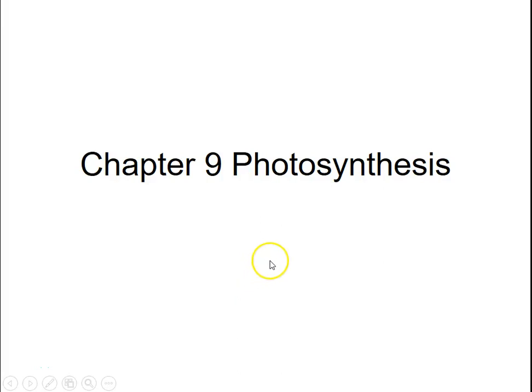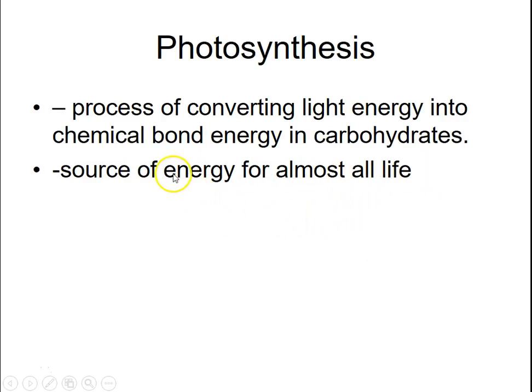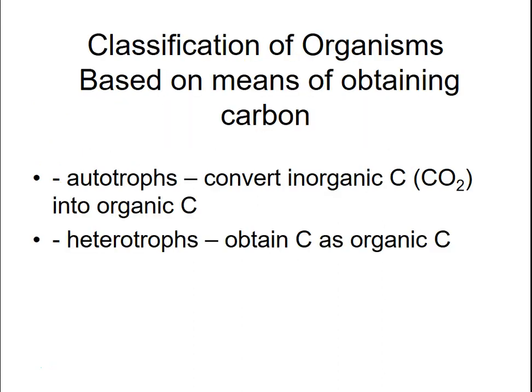Hello, in Chapter 9 for General Biology 1, we're discussing the topic of photosynthesis. This photosynthesis is going to be the process of converting light energy into chemical bond energy in carbohydrates. And this is a source of energy for almost all life on Earth.